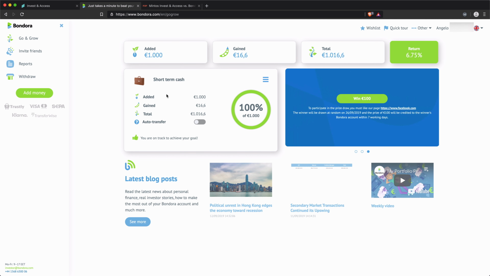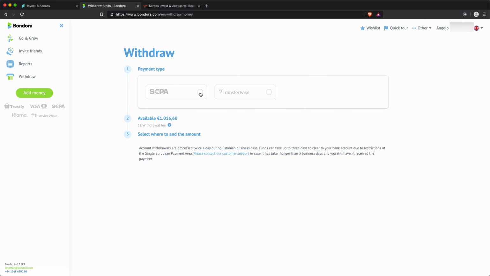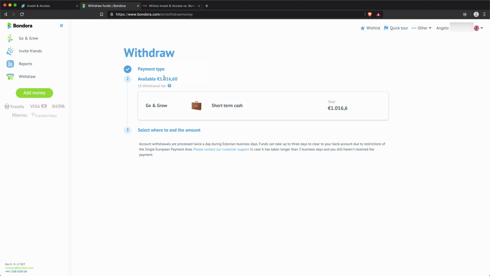So in this case, if we wanted to withdraw our investment, we click on withdraw, choose the payment type, and then we can withdraw the full amount minus a flat €1 withdrawal fee. So in this case, we'll be able to withdraw €1,015.60, which is way more than the €733 which we could currently withdraw at Mintos Invest and Access.